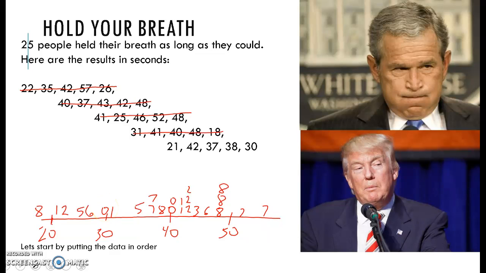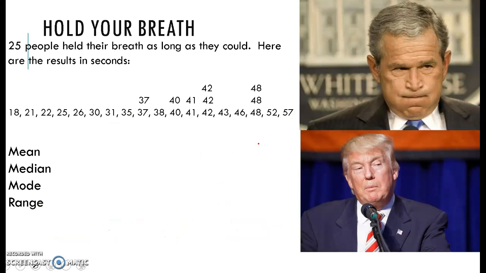And so by putting all those numbers in order, now it's really easy to do a lot more with it because the numbers are in order as opposed to just randomly up there. So let me just make this a little bit neater here. We have all the numbers listed in order. And then we're going to take a look at the measures of central tendency.